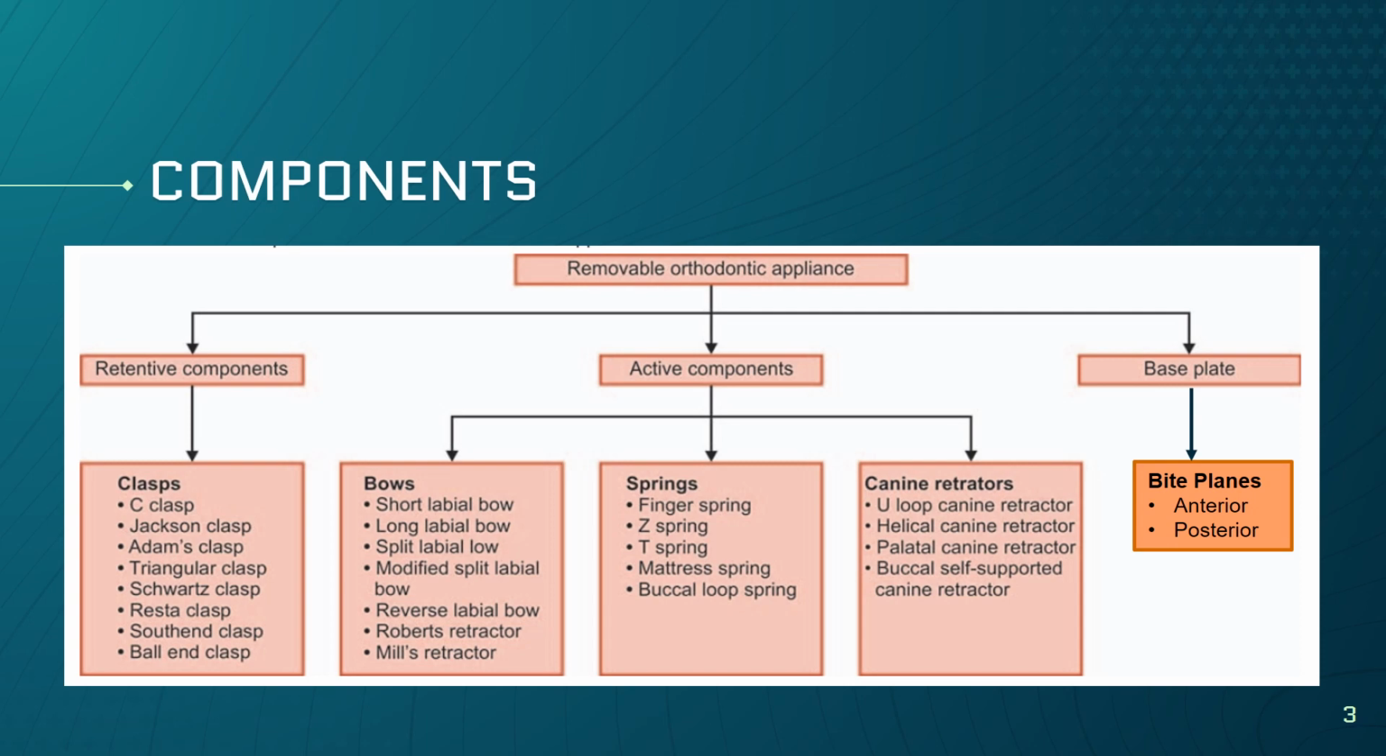Okay, removable appliances can be considered in three main components. The first component is the retentive components, which consist of various designs of clasps. The active components consist of bows, springs, and canine retractors. And the third component is the base plate, and this base plate can be modified to form either anterior or posterior biplanes.